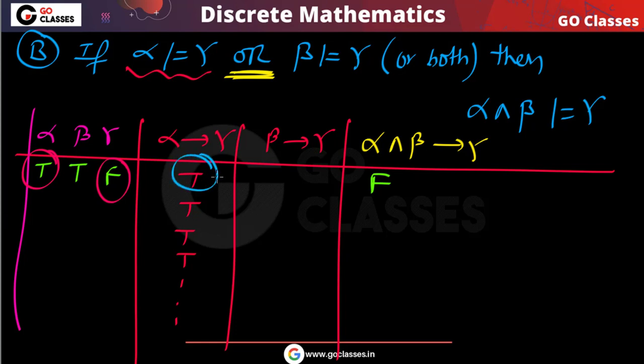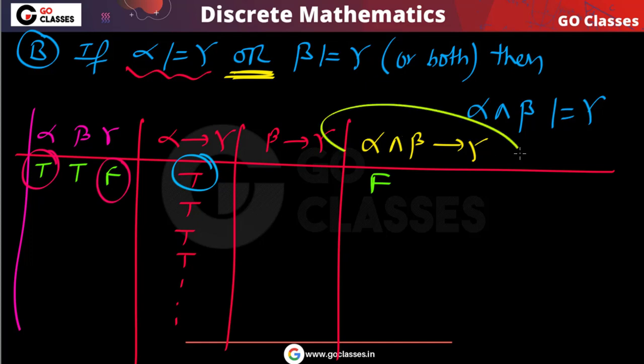The problem is very simple. Option B is given to you. Option B is saying that if alpha implies gamma or beta implies gamma or both, then alpha and beta implies gamma. Now I'm checking whether this is tautology. Let's assume that alpha implies gamma is tautology. Then I want to check whether this will be tautology or not.